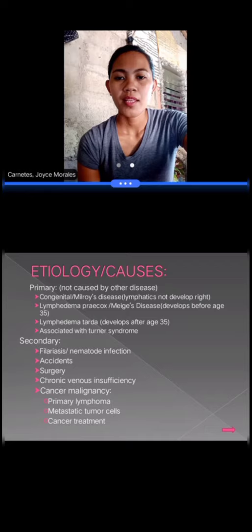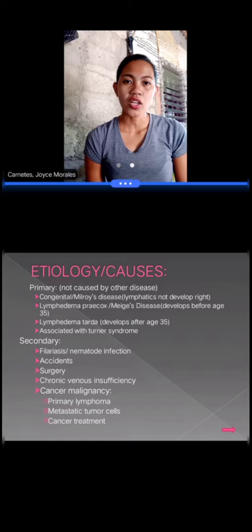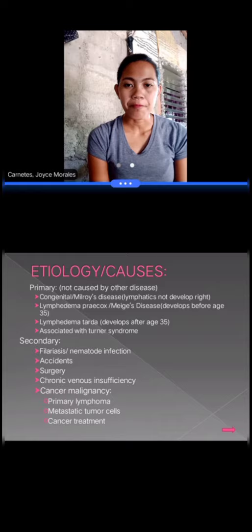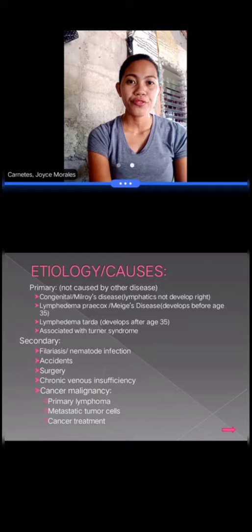Next, there are two classifications of causes or etiology of lymphedema. First, let me discuss the primary, which is not caused by other diseases, such as congenital or Milroy's disease, or lymphatics not developing right. Lymphedema praecox or Meige's disease develops before age 35. Lymphedema tarda develops after age 35.